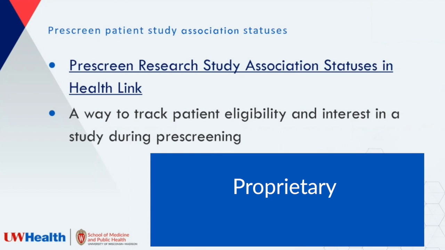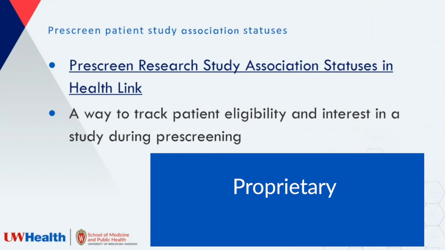This next piece of what we're going to call optional documentation in HealthLink is pre-screen patient study association statuses. What this is really just a discrete way within HealthLink to document that a patient may or may not be potentially eligible for a study prior to them signing an informed consent form for the study.